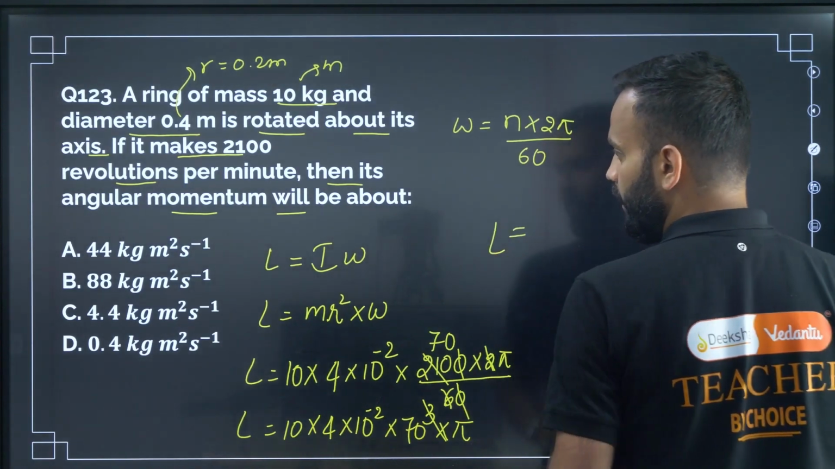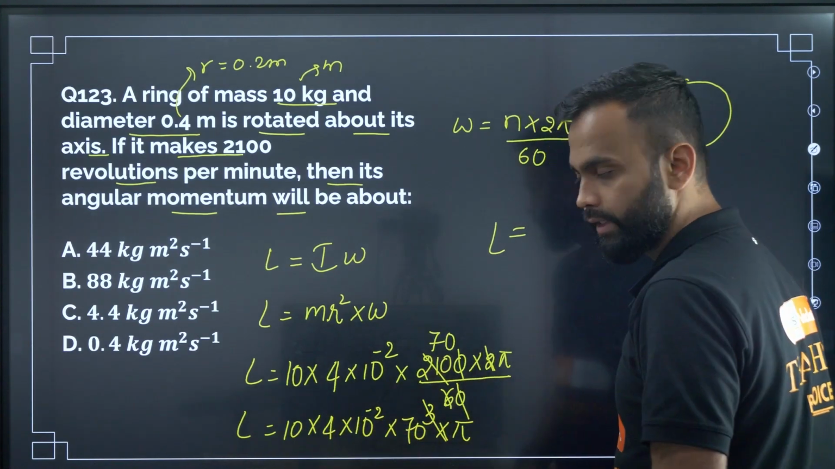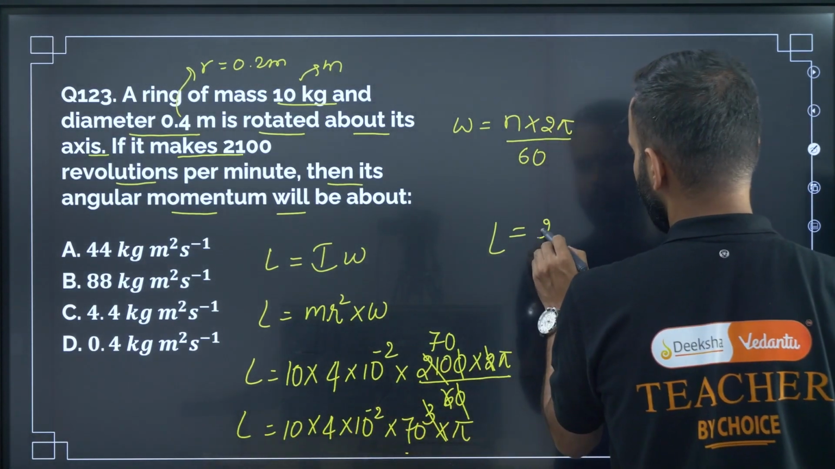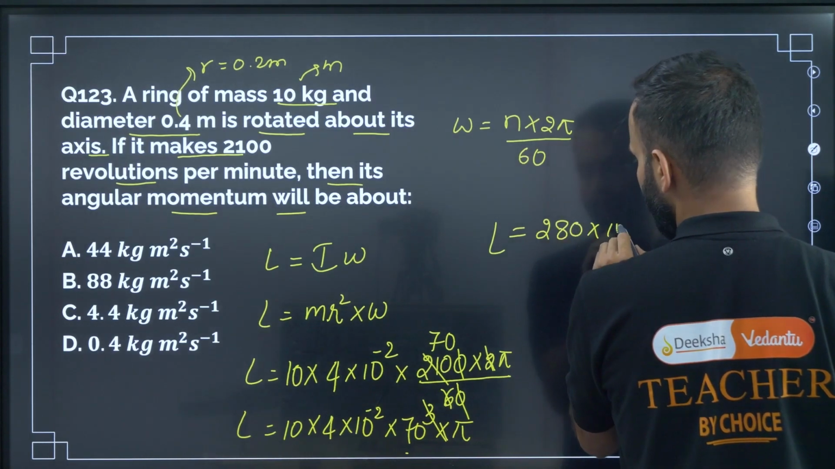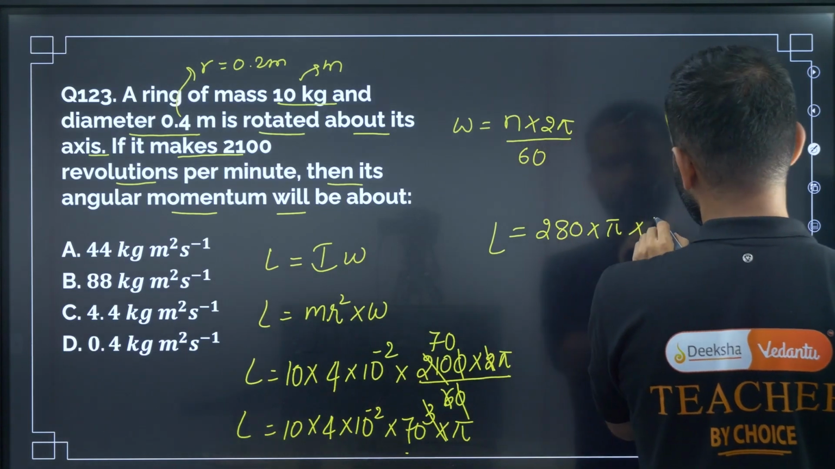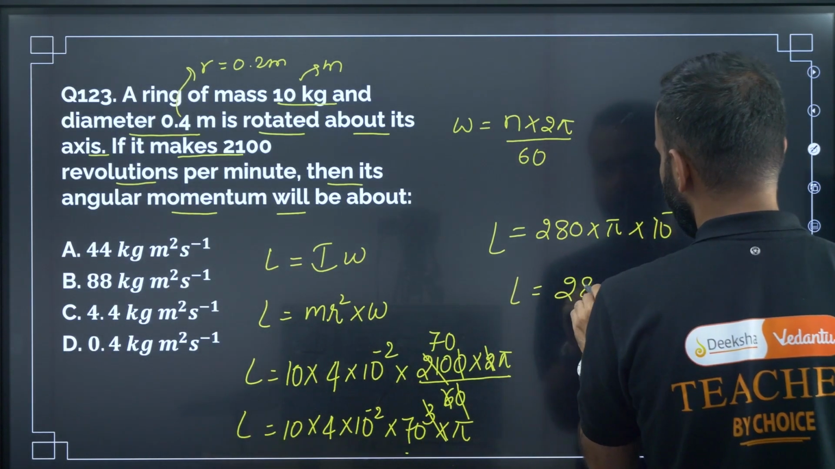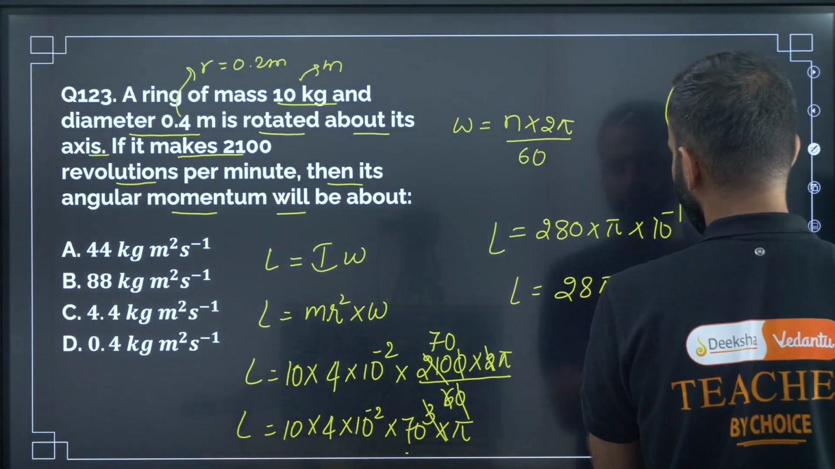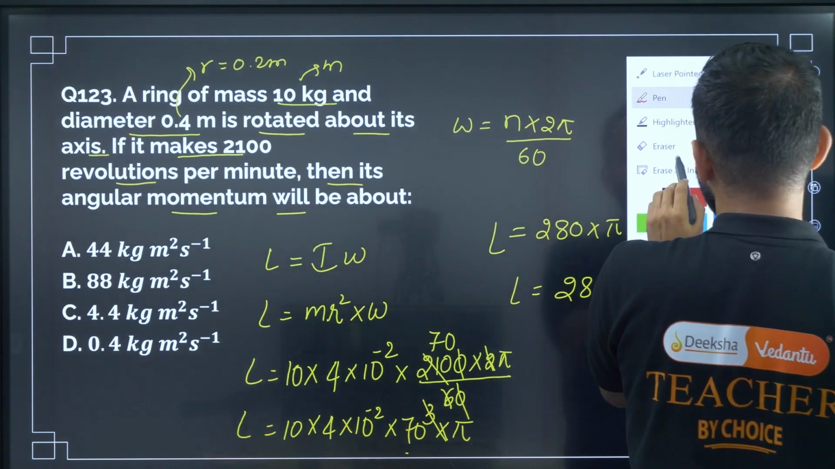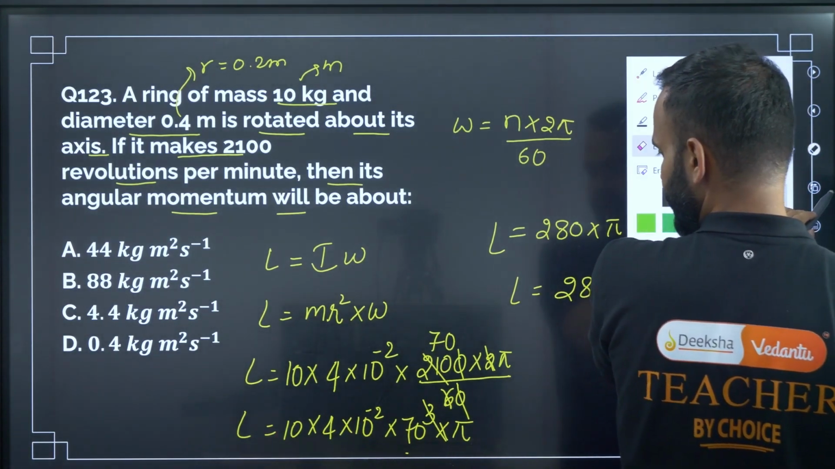So the value of L is equal to, here 10 to the power minus 2 into 10 is 10 to the power minus 1, right? So 70 into 4 is 280. So 280 into pi into 10 to the power minus 1, right? So L equal to 28 pi, right? 28 pi.